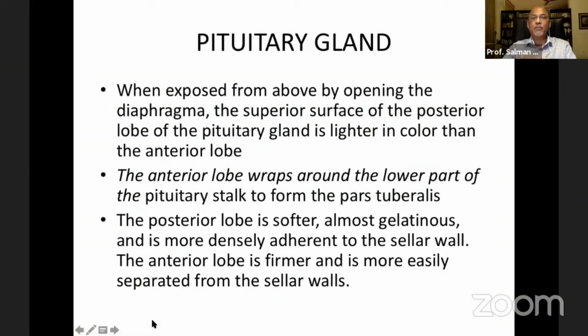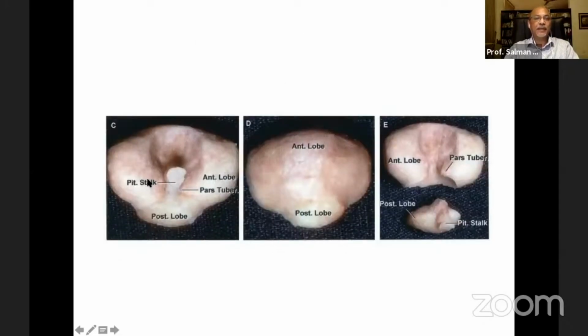Pituitary gland, when exposed from above by opening the diaphragm, the superior surface of the posterior lobe of the pituitary gland is lighter in color than the anterior. The anterior lobe wraps around the lower part of the pituitary stalk to form the pars tuberalis, and the posterior lobe we know is softer, it's gelatinous, and more densely adherent to the sellar wall compared to anterior lobe, which is firmer and is easily separated from sellar wall. And we can see that when we are operating in the endoscopy right next to the gland. So you can see that the gland itself, the anterior lobe, turns around, forms the pars tuberalis, and the color difference between the anterior and posterior lobe is very, very obvious.